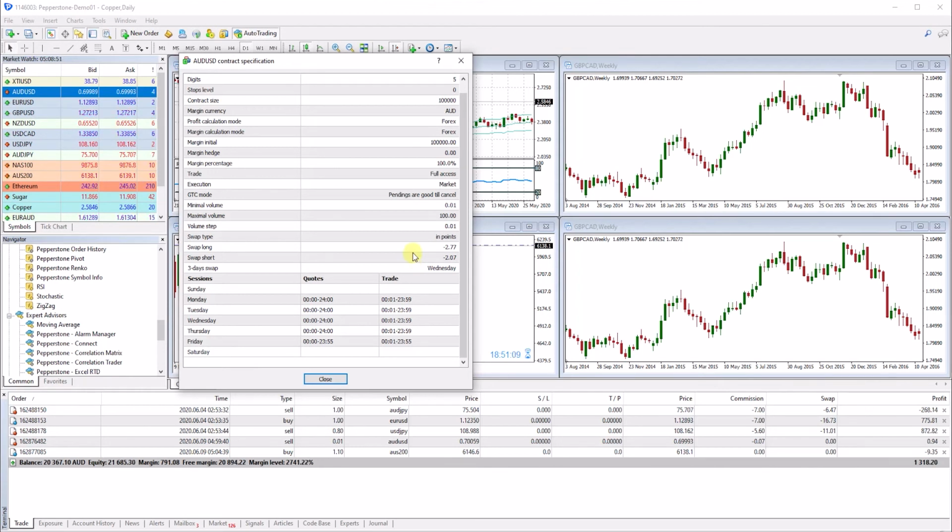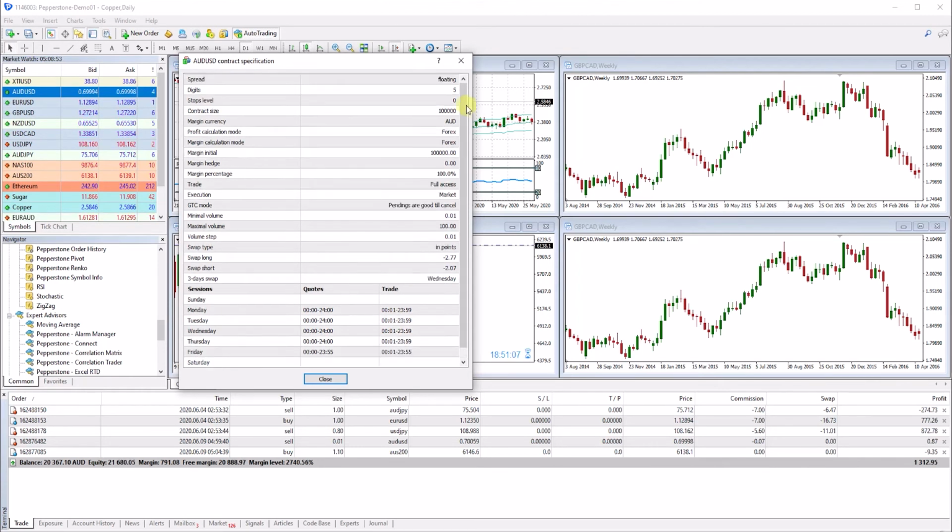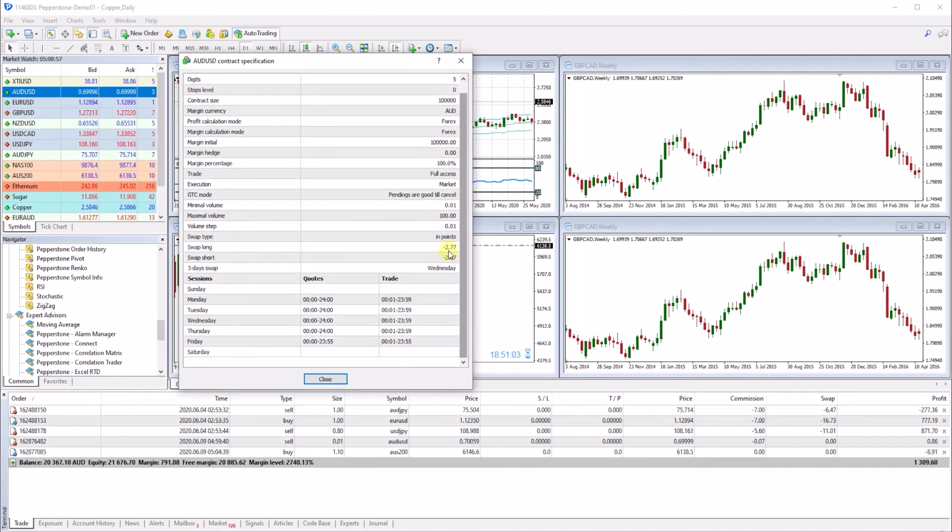What this means is that if I was to hold one contract of Aussie US dollar, so 100,000 Australian dollars worth, overnight over the rollover period, which is midnight GMT+3 currently, that may change as well based on daylight savings, that's going to cost me $2.77 if I'm going long, and if I'm short, it's going to cost me $2.07. And the 3-day swap is incurred on Wednesday. That's because spot is a T+2 settlement product.